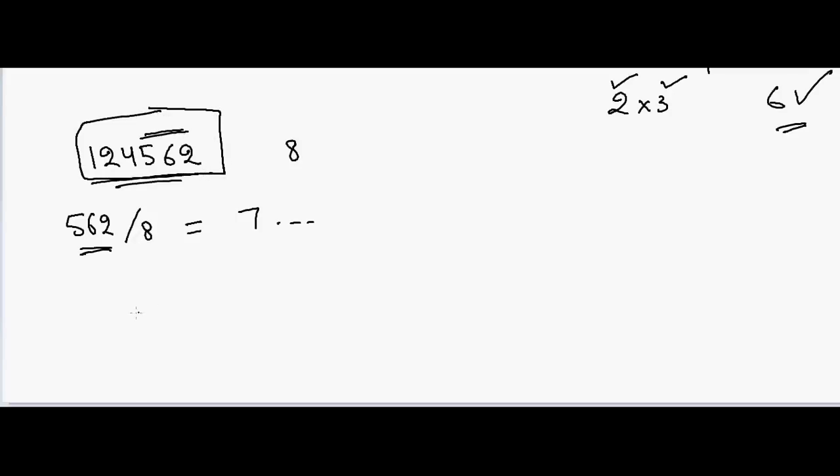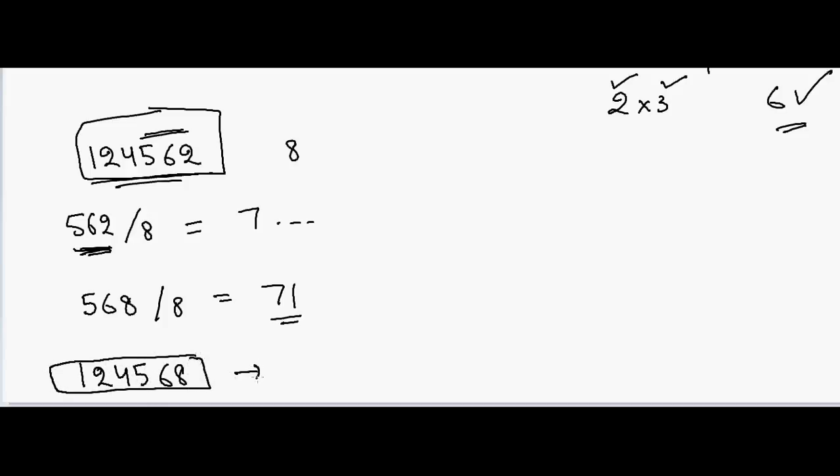How can I make it divisible by 8? By making these 3 digits divisible by 8. So if I have 5 6 8, that can be divided by 8, so we'll get 71. Therefore if I change this number to 1 2 4 5 6 8, then this number would be divisible by 8.